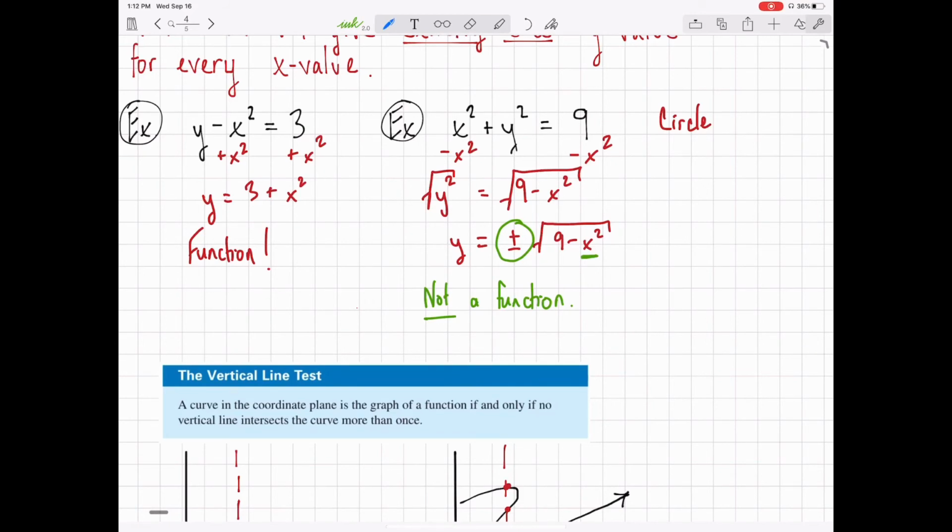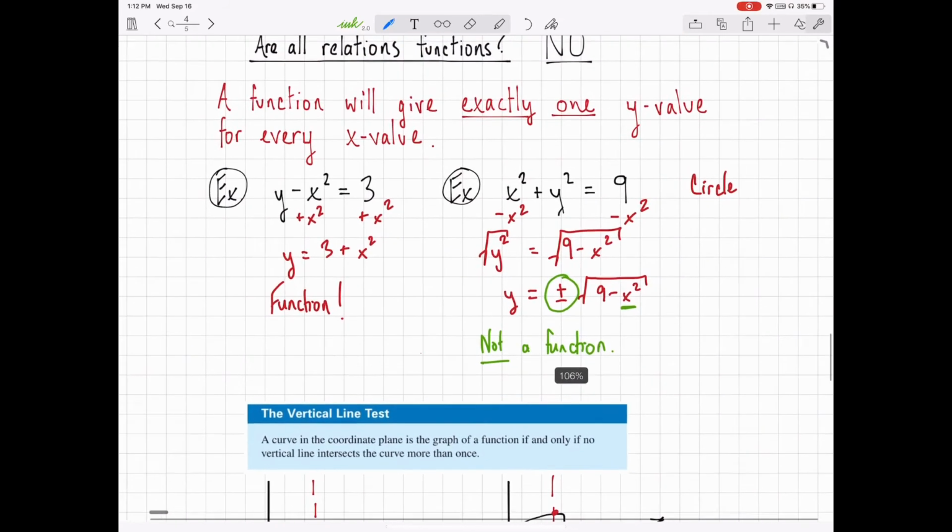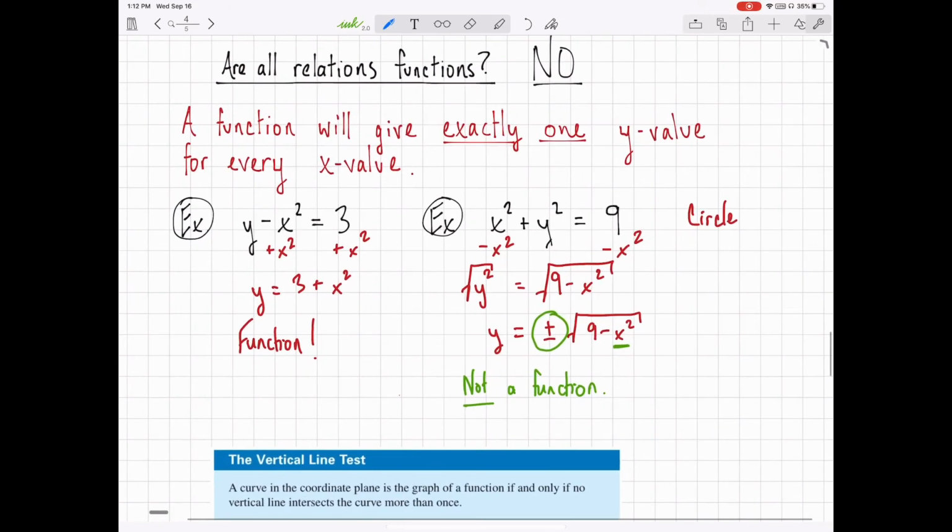So a circle, if you were to enter that on a calculator, generally you have to enter that as two separate equations, which is the positive square root and the negative square root. The positive would be the top half of the circle, the negative would be the bottom half of the circle. So algebraically, that's how you would show whether something's a function or not. Solve for y, if you get plus or minus, not a function.